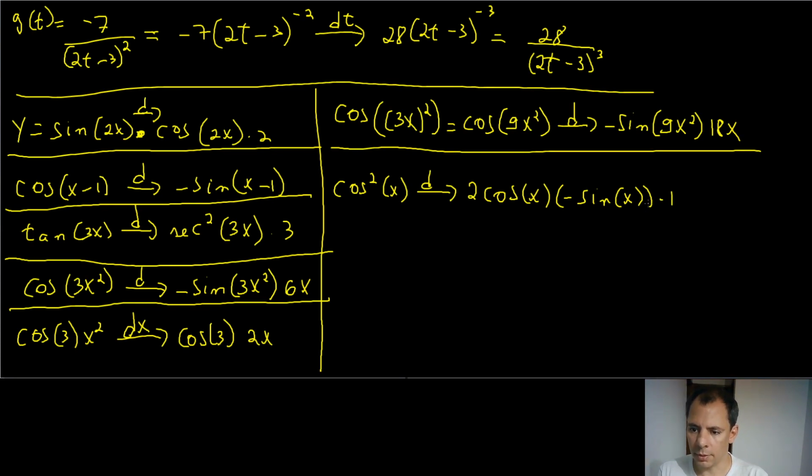Okay, I'm not going to put all these things together. Actually, this is just minus 2 cosine of x sine of x.